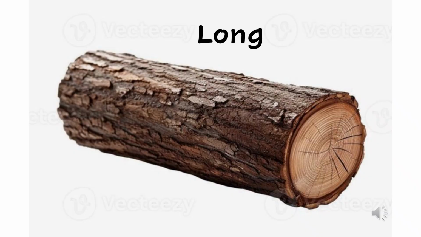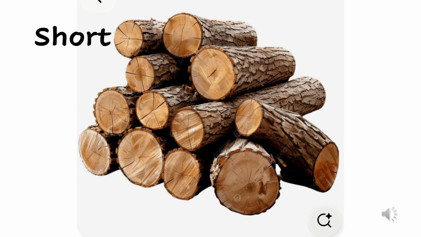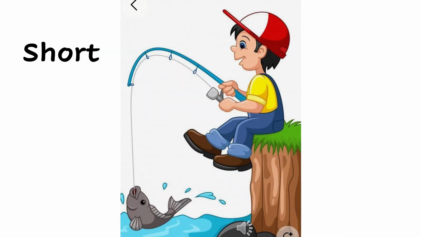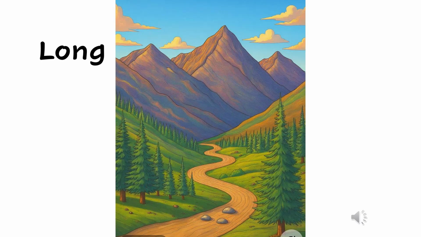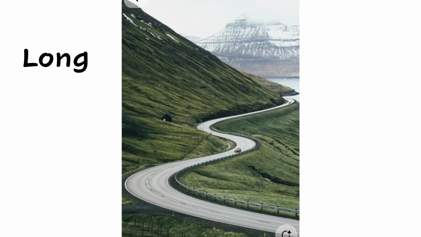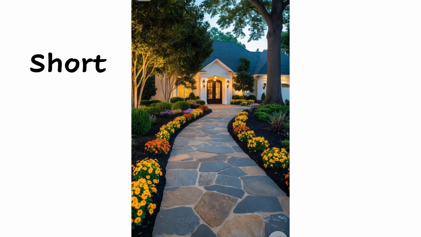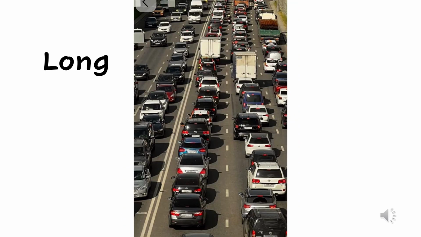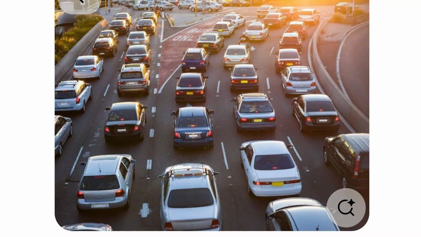This is a wood log and it is long. These are short pieces of a wood log. This is a long fish rod. This fish rod is short. This is a long path, and this path is short. This rod is long. There is a long line of cars.